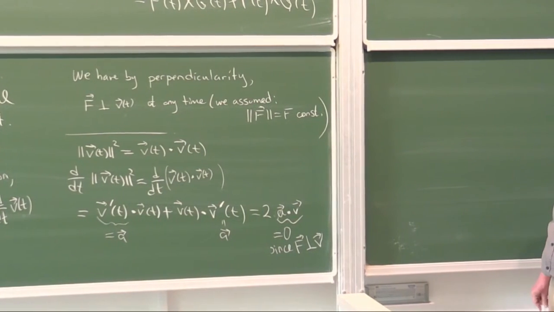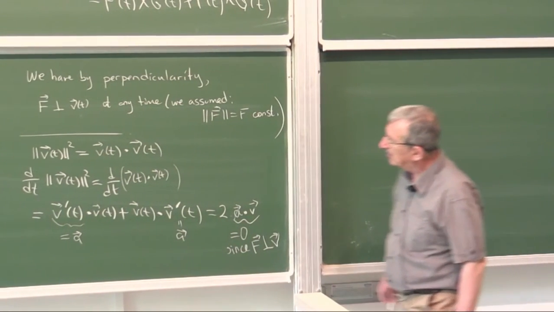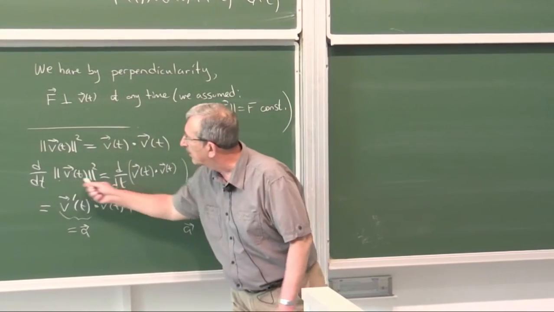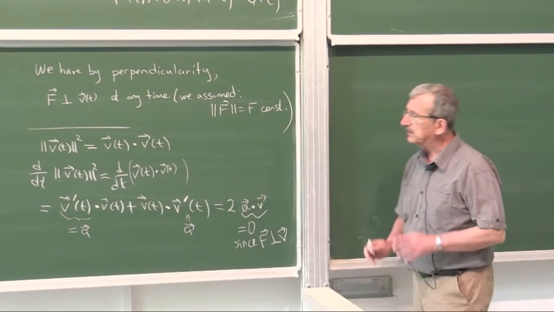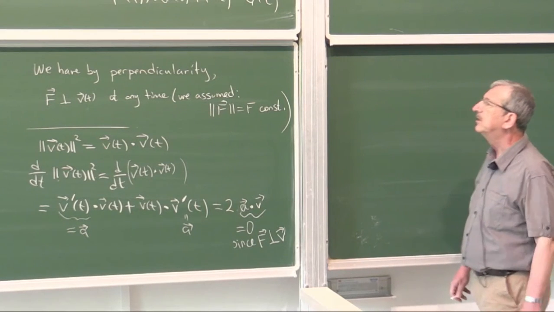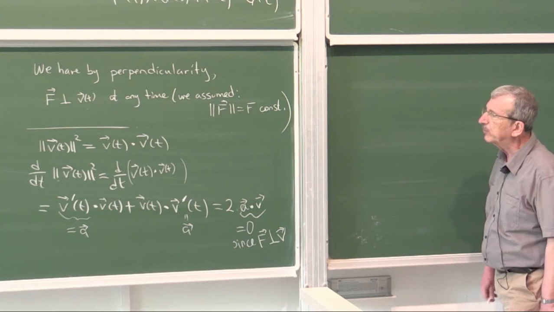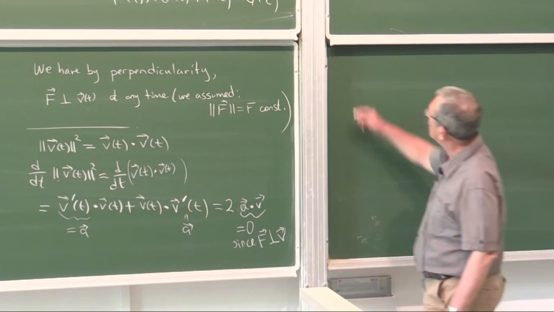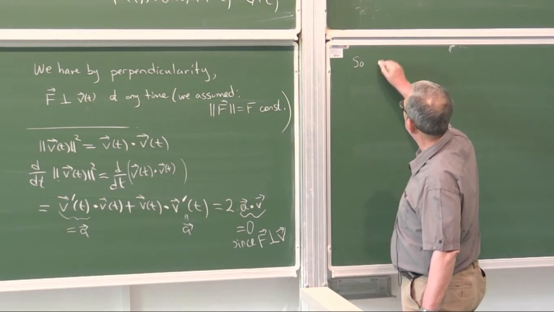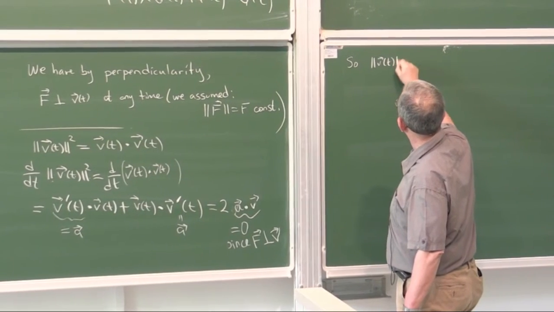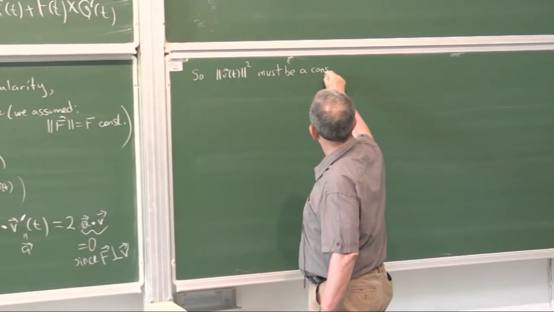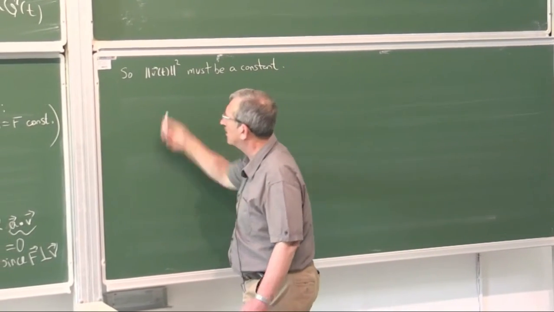But what does this tell us? Well, this is the derivative of a function of one variable, a scalar, because we have the norm here. This scalar valued one variable function of real numbers has a derivative which is 0 for all t. Well, this means that this function must be a constant. Okay. Well, of course.